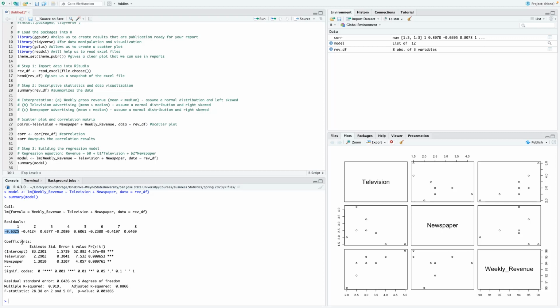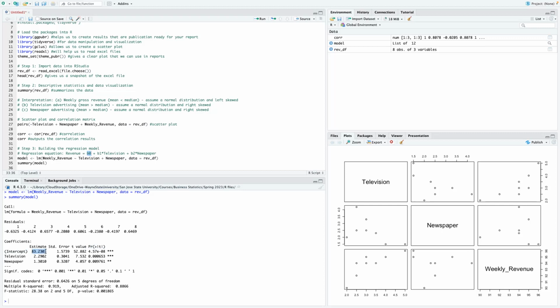The next one is the coefficients, right? And there are some things in this very little coefficient table. The first one is the estimate. The next is the standard error, our t value, and then our p value, right? And then you can see the intercept, the television, and the newspaper. I'll explain what all of those things mean. So the intercept means our B0. Remember this B0 we wrote here? That's our intercept. So basically this is 83, right?